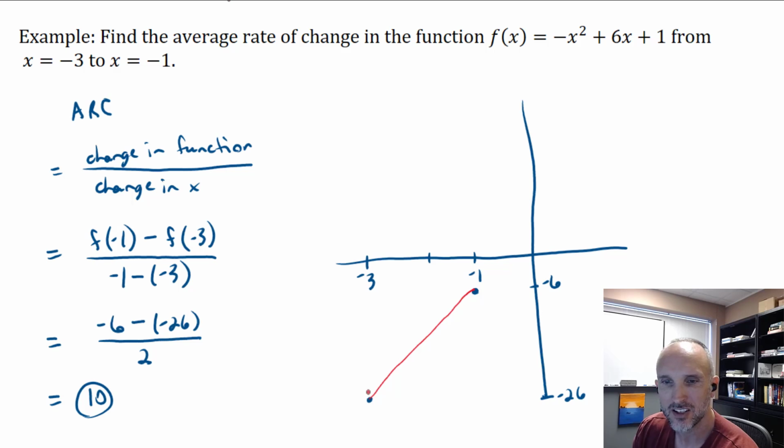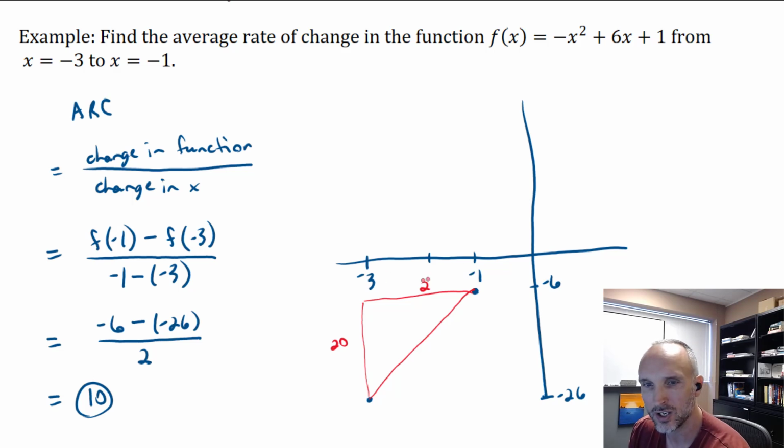And we can see that the rise here is 20, going from -26 to -6. And the run is 2, going from -3 to -1. So the slope would be the rise 20 divided by the run of 2 to get 10. And so this function is increasing 10 units per every 1 unit change in the x direction. And that's what this number represents. That is how you calculate average rate of change.